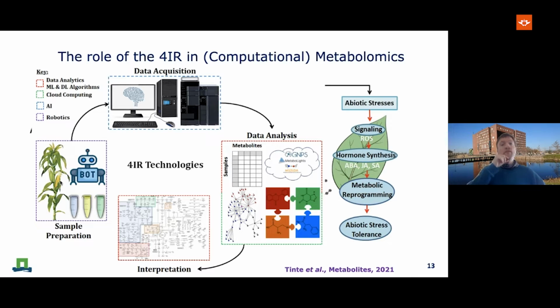And if you then zoom in a bit on the role of 4IR, you can see that it can play roles in many aspects of the metabolomics pipeline, not only at the analysis part that I will highlight today. So if you are interested in that, please have a look at the paper, and you will see that it really can impact many aspects of the whole pipeline.